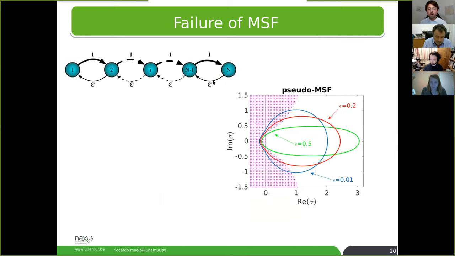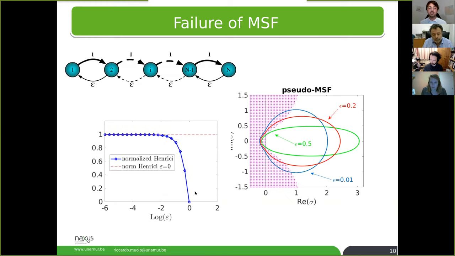And moreover, as we lower epsilon, as we introduce more asymmetry, now it's not the imaginary part because the spectrum is real, but the pseudospectrum goes deeper into the instability region. And we can calculate the non-normality of the network with reference to the Henrici index, which is a classic measure of non-normality. And we see that in fact, as epsilon is smaller, the non-normality increases, with the limiting case of epsilon equals zero, so no return links, the network that seems to be optimal for synchronization. So the most optimal is also the most non-normal. And the lower epsilon is, the deeper we go into the instability region.